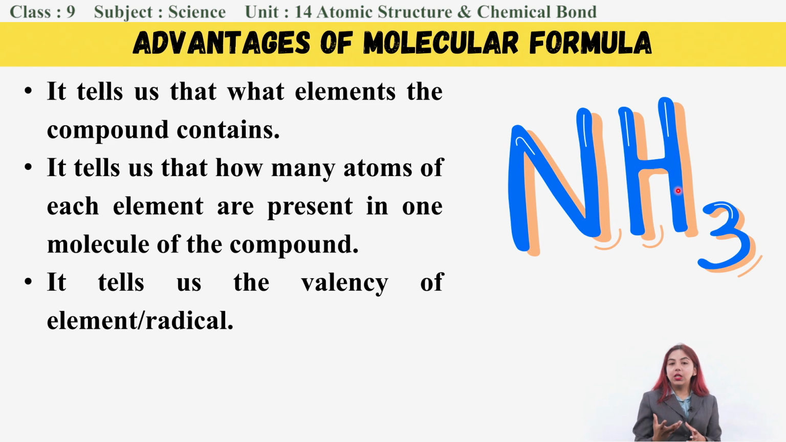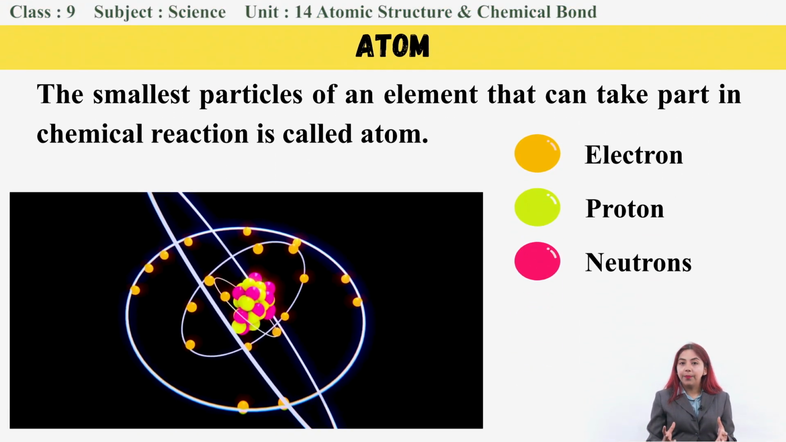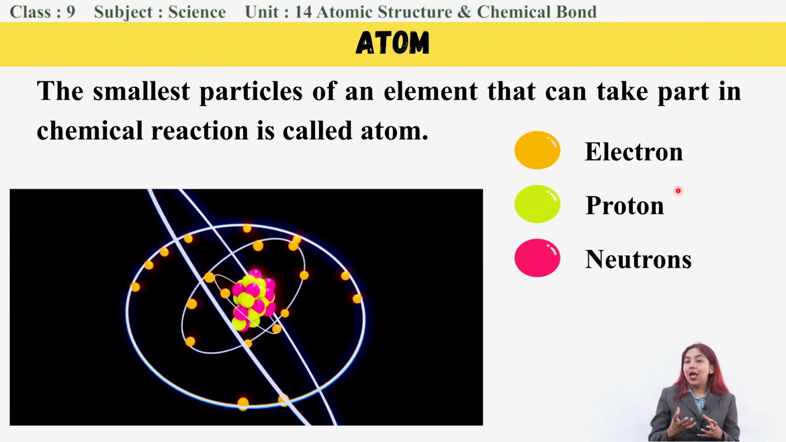Now we already understood how to write a molecular formula. Now let us study how we can calculate the molecular weight of a certain molecule or compound. For that, we must have the concept of atomic weight. And to study atomic weight, let's recall a little about what an atom is. An atom is the smallest particle of an element which can take part in a chemical reaction.